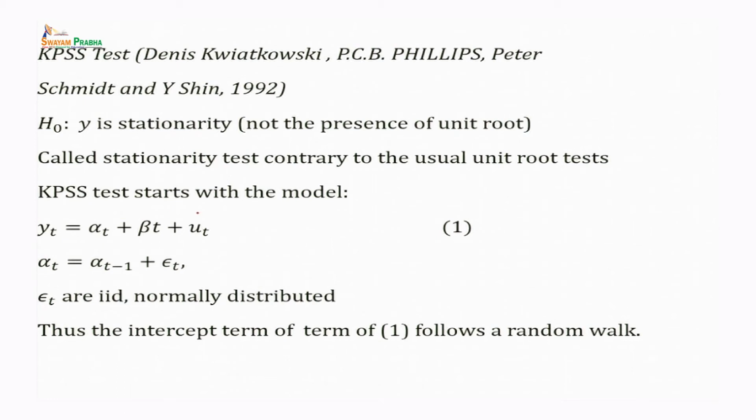Then the KPSS test starts with this model y_t = alpha_t + beta t + u_t, and alpha_t follows a random walk. Alpha_t is equal to alpha_{t-1} plus epsilon_t. Epsilon_t is IID normally distributed. So, actually alpha_t is the intercept term of this equation 1, and we assume that it follows a random walk.